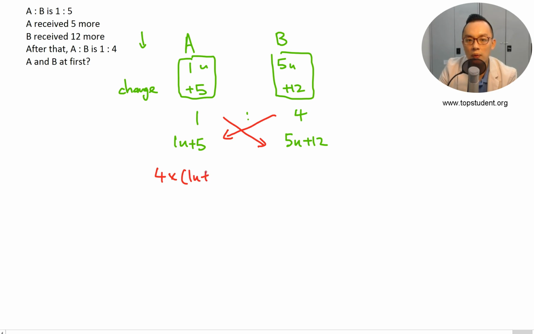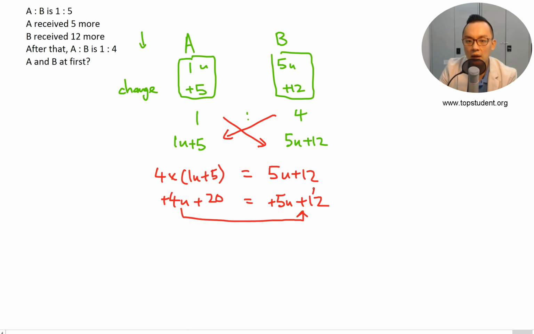So I have 4 times 1u plus 5 equals. So this cross multiply, after the cross multiply, it becomes an equal sign because you made them equal. 5u plus 12. So 4 times 1u is 4u plus 5 times 4 is 20 equals to 5u plus 12. Now the next step, put the positive sign in front of your u's. Move the u's to one side. I can move my 5 here, but then I'll be like 4u minus 5u, which is minus 1u, which is a bit difficult. So instead, I prefer to move it this side, and I will move my 12 this side.